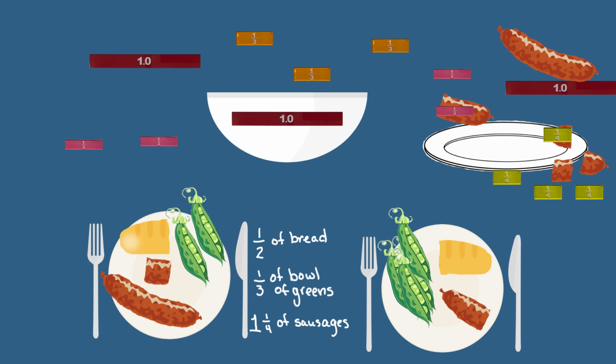If we look at the plate on the right, we can say it also has 1/2 of the bread, but it has 2 parts of the green, which each of them were 1/3, right? So because it took 2 parts of 1/3, we are now saying that it has 2/3. And for the sausages, it has only 1/2 of a sausage.